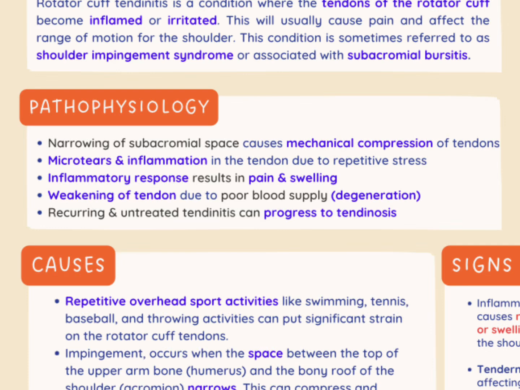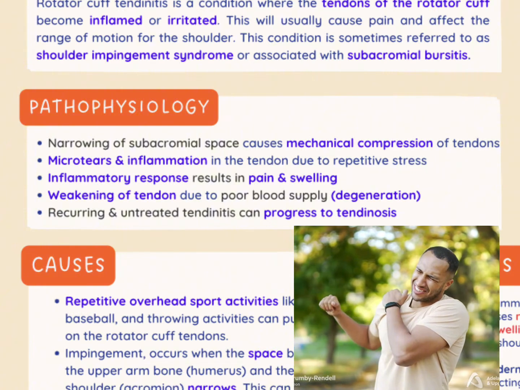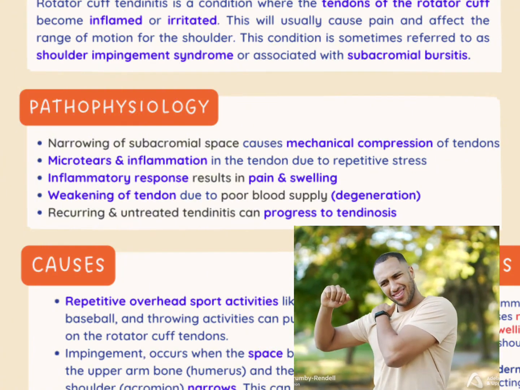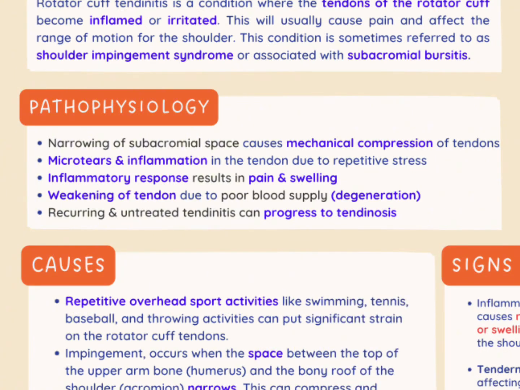Over time, the tendon's ability to heal is compromised due to its poor blood supply, which leads to weakening and degeneration of the tendon tissue. If this condition persists without treatment, the tendinitis can progress to tendinosis, characterized by chronic degeneration and disorganized collagen, further reducing the tendon strength and function.